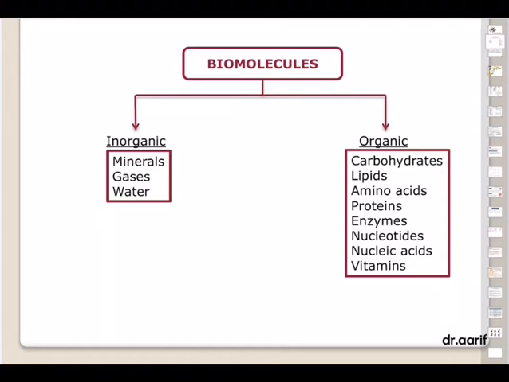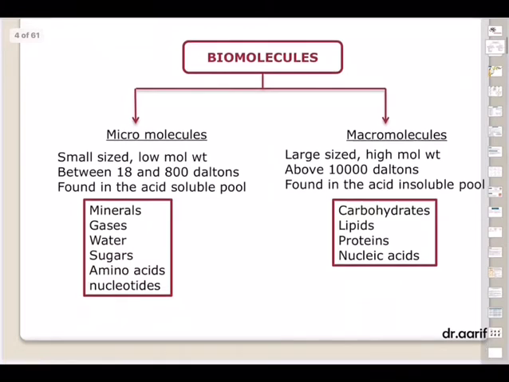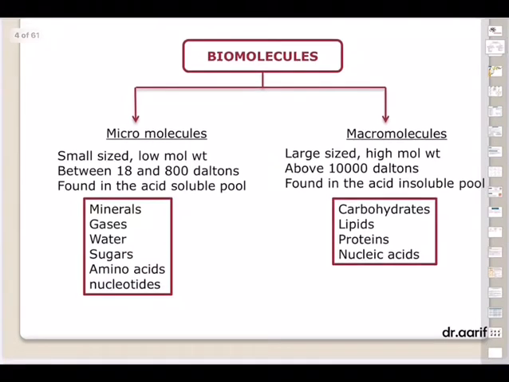And biomolecules we can divide into two, organic and inorganic. As you know, organic refers to carbon. Carbon will be playing a crucial role in that. So under organic biomolecules we have carbohydrates, lipids, amino acids, proteins, enzymes, nucleotides, nucleic acids, and vitamins. Under inorganic you have minerals, gases, and water. So this is how we classify.